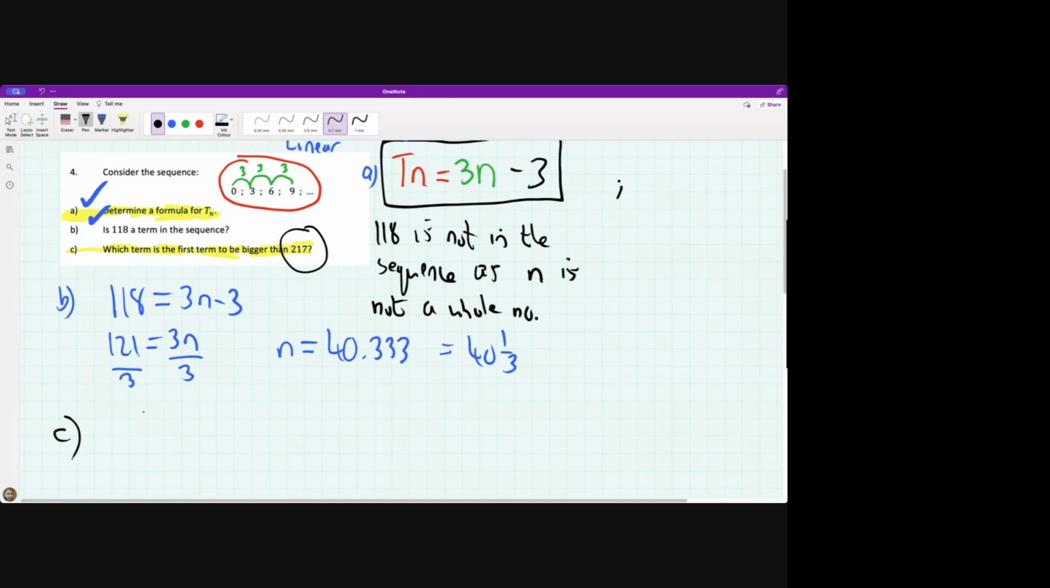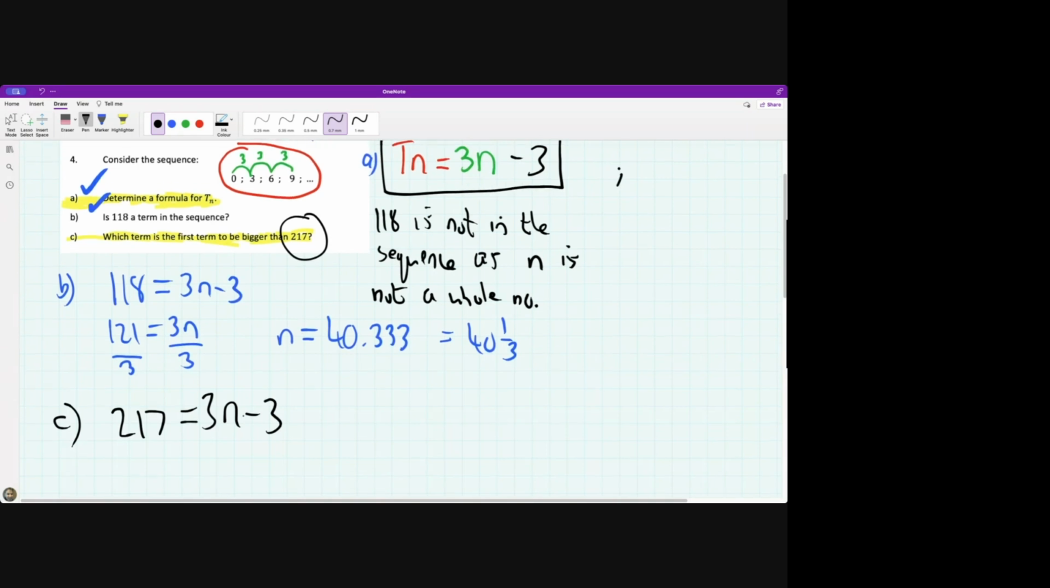Give me a thumbs up if some of you were thinking, I can just go 217 equals 3n minus 3. Give me a thumbs up if you thought that. I mean, that's what I think. Because if I know what n I get that's close to 217, I can probably work out the term that's after that. So help me solve for n. What do you get for n if you go 217 equals 3n minus 3?